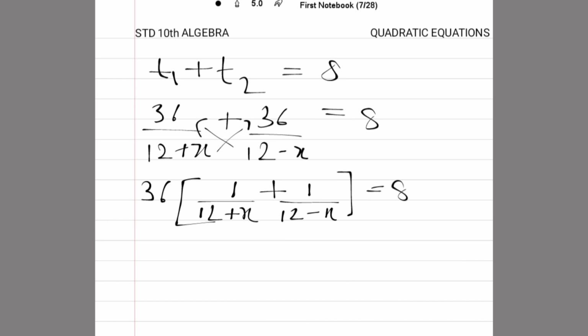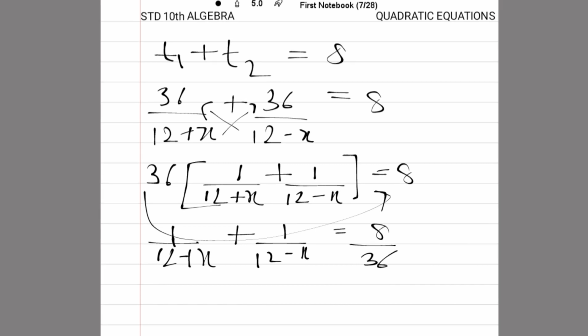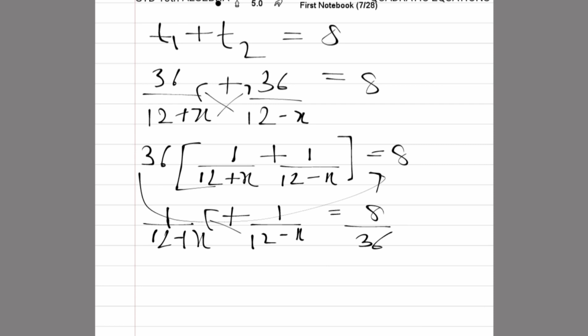Afterwards we will cross multiply that. I just missed that step, so I have taken it here. Now we can just take this term on the other side. So it is in multiplication here, so when it goes on the other side it will get divided. So what happens is 1 upon 12 plus x plus 1 upon 12 minus x is equal to 8 upon 36, right? Now we can just cross multiply this and get the LCM terms like that, okay?